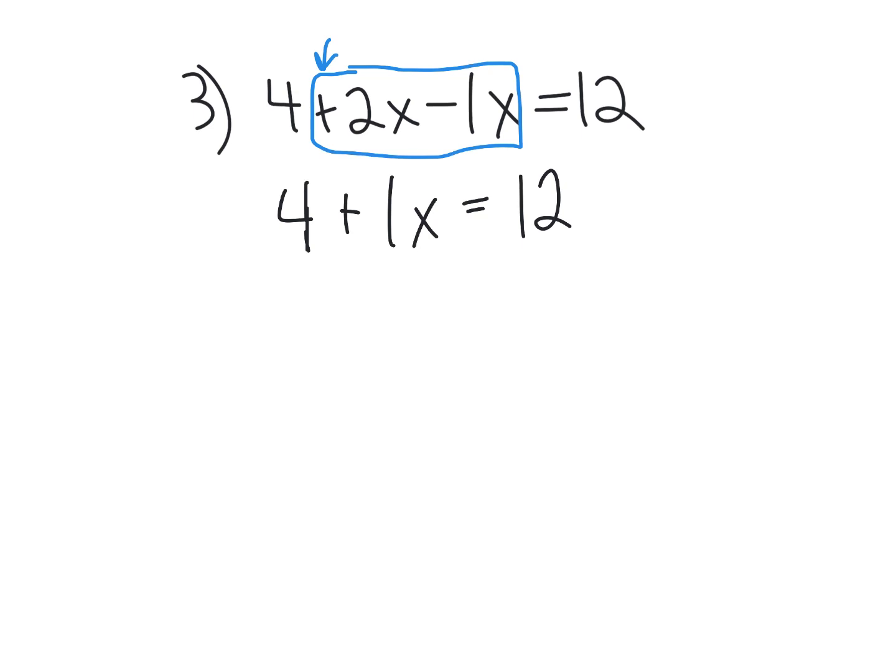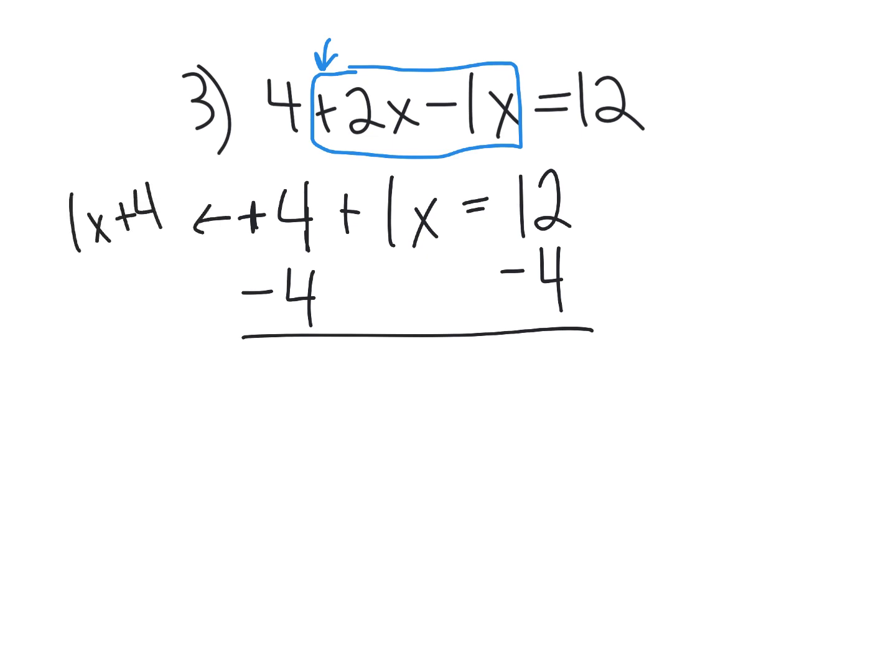So at this point, we're trying to get that 1x by itself. This is a positive 4 out here, so to get rid of a positive 4, we need to subtract 4. It's kind of like they added 4. Like I said, this is really the same as 1x plus 4. It's just in a different order. So they're adding 4, we can subtract 4. And then 12 minus 4 is 8. At that point, we have 1x equals 8.